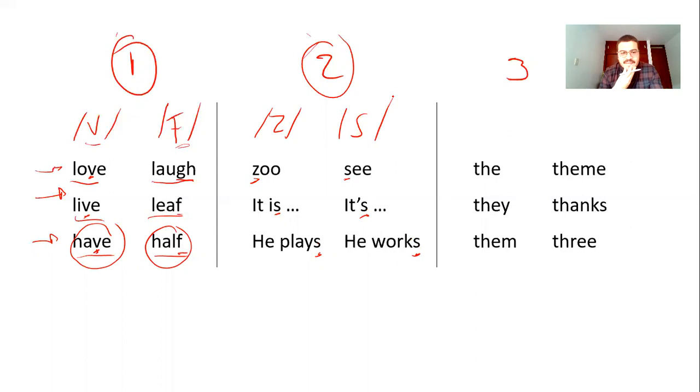Now let's see here. Let's contrast once again. If you want, you can touch your neck as I say these words. You can try this at home. So let's start here. We say zoo, see. It is, eats. He plays, he works. So Z, see. It is, eats.